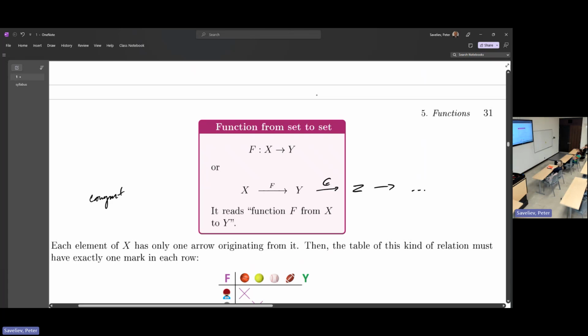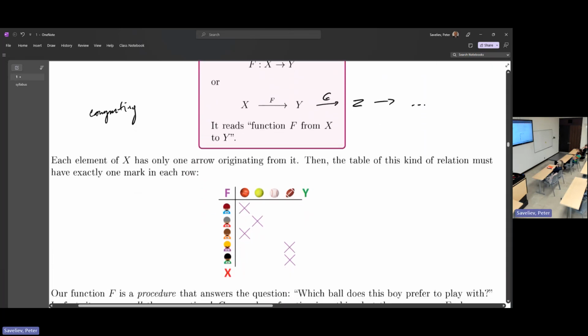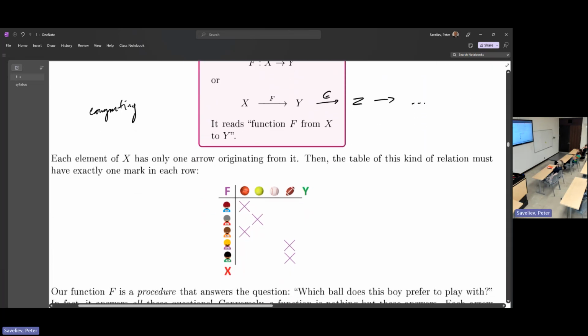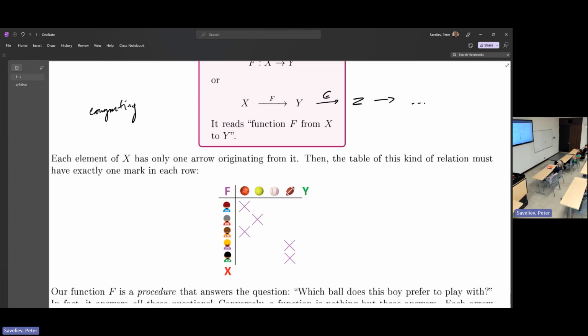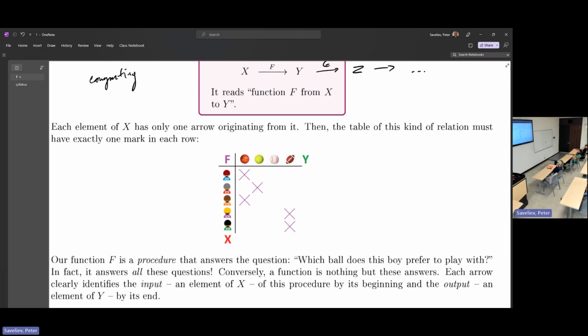But the mathematical notation is very fitting here. Okay, so once again, if we go back to the table, what's so special? Our condition is that there should be input one, exactly one output for each input. Which means that there's exactly one mark in each row. Okay, so go horizontally and you see one mark.